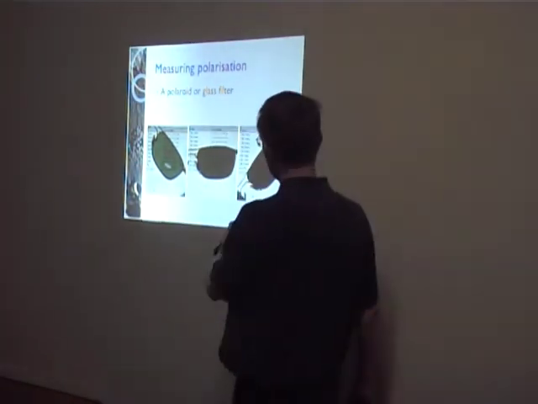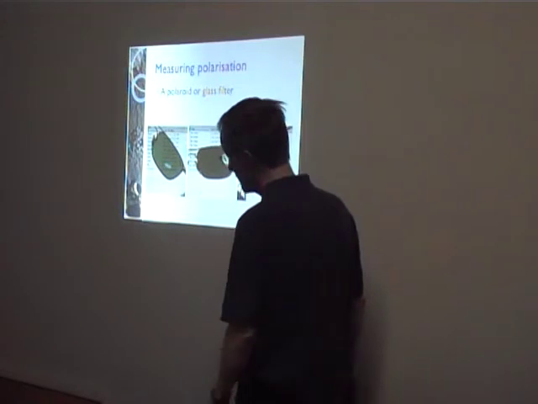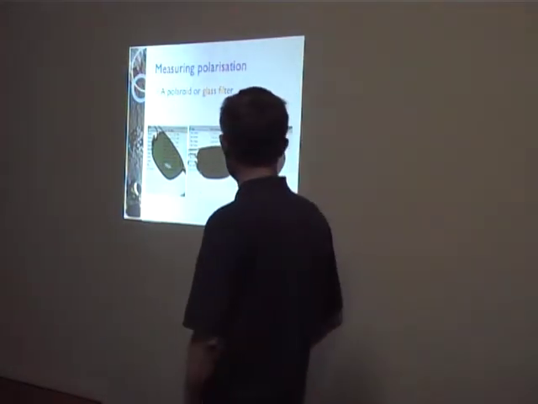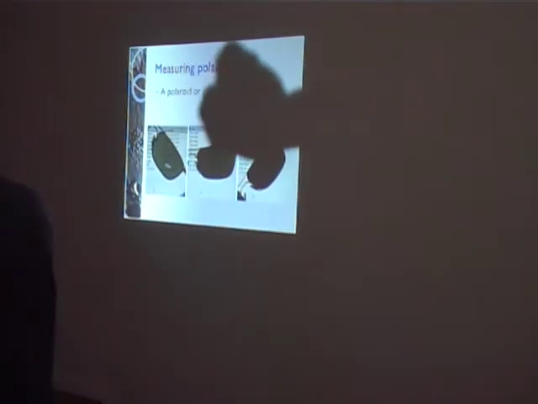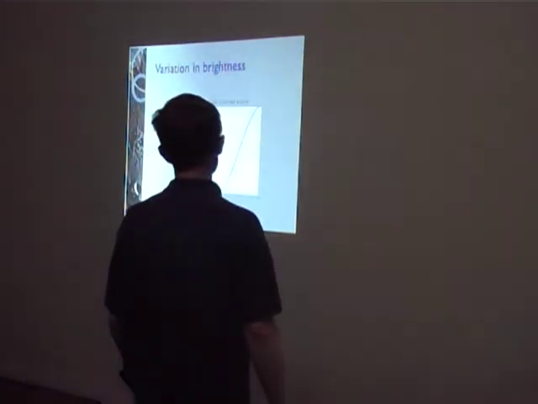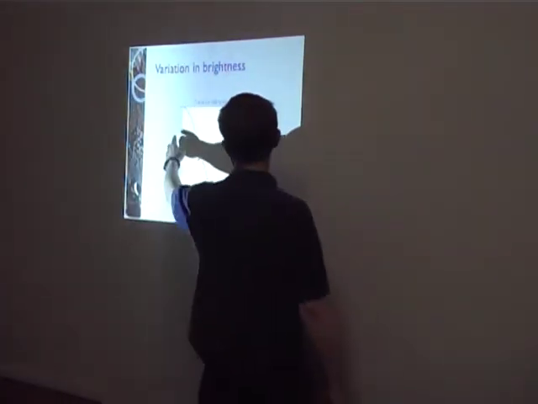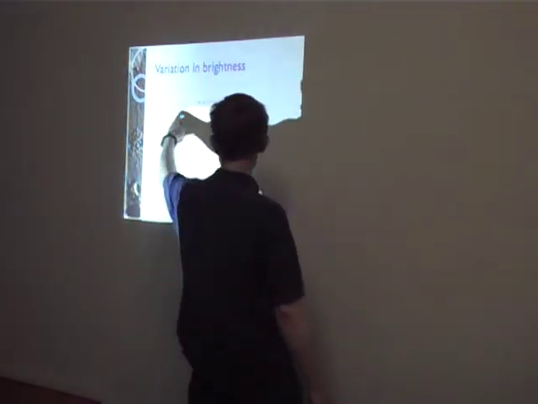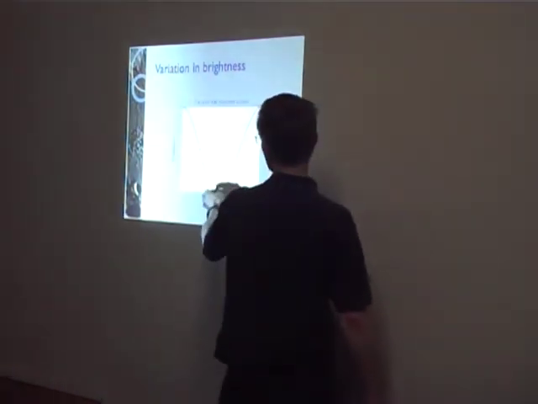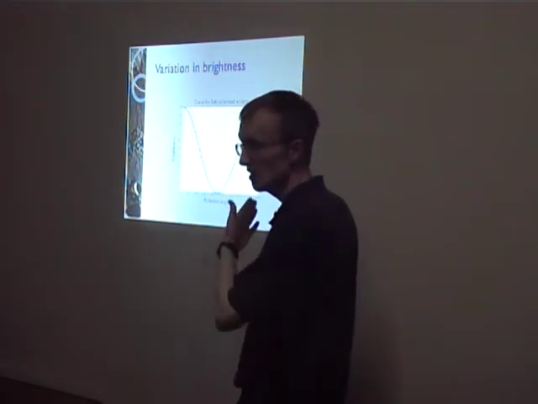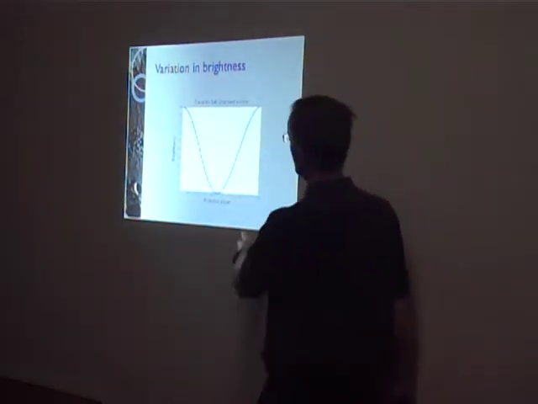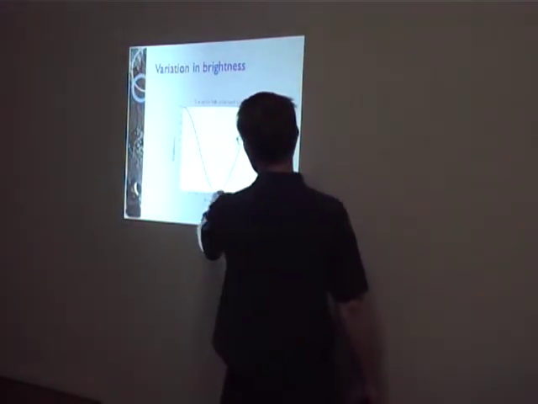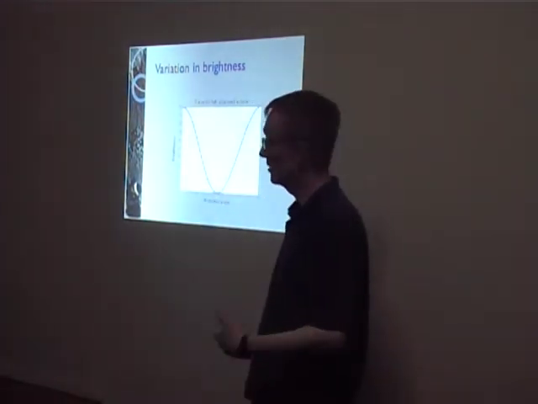And here, there is a position where no light comes through at all. Can I just get up to look? Down? No, other way. There we are. So here's the angle of the sunglasses. Here's how much light's coming through, how bright it is. And we come down to some angle, I don't know what it is, but there's an angle, as you saw, where the light drops to nothing. And that is a fully polarised source, because there is a point where you get no light at all.